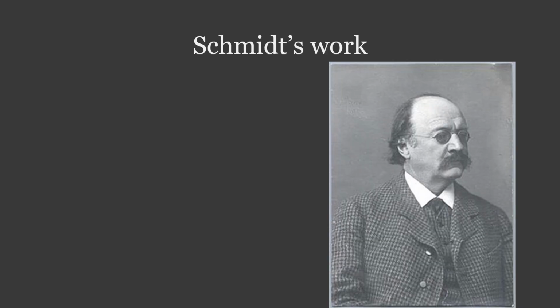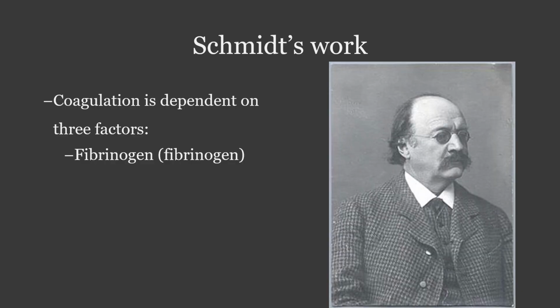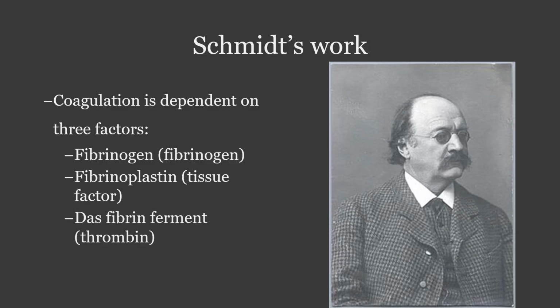Schmidt ends up discovering that the fibrin clot formation is dependent on three factors: fibrinogen, the soluble precursor to insoluble fibrin; fibrinoplastin, now known as tissue factor; and what he called the fibrin ferment, now known as thrombin. Schmidt was eventually able to show that the rate of fibrin formation was directly influenced by the amount of fibrin ferment, and that the ferment was not consumed by the reaction.